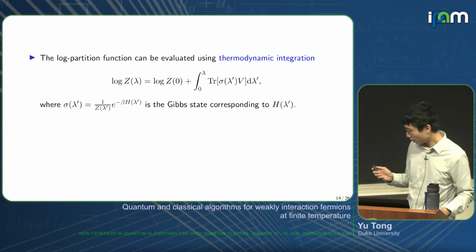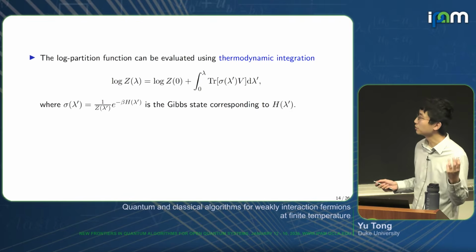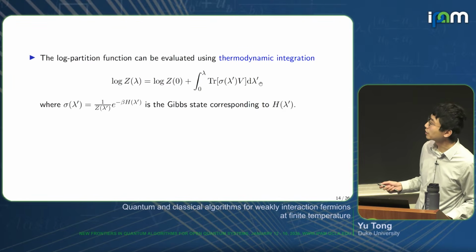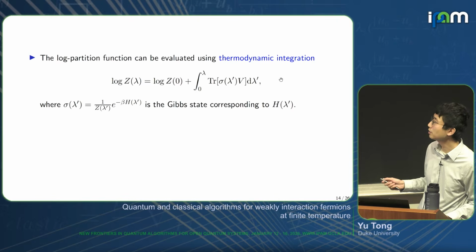So as I said, the Lindbladian algorithm enables you to prepare the Gibbs state that actually gives you the log partition function through what is known as the thermodynamic integration. So your log partition function can be computed this way. It's the log partition function at lambda equals 0 plus an integral. In this integral, for each lambda prime, this sigma lambda prime is actually just the Gibbs state corresponding to h of lambda prime.